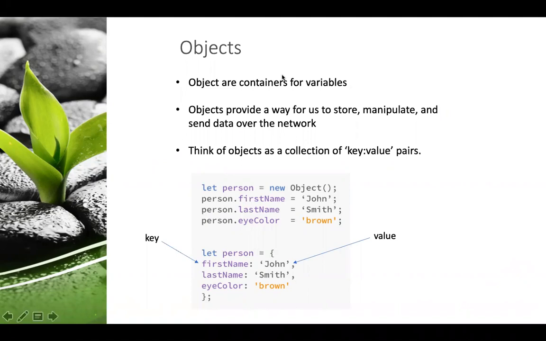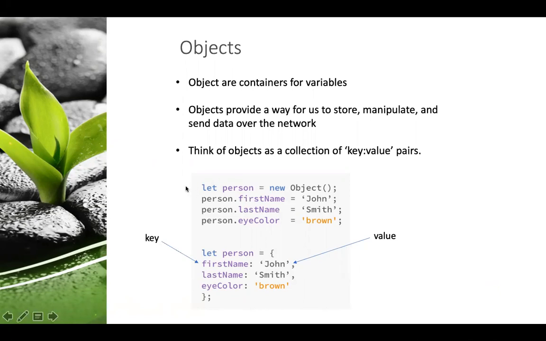Okay, objects are containers for variables. They're a way for us to store stuff, manipulate things, and send data over the network. So think of objects as a collection of key value pairs. In this, I have two examples down here. They're the same thing, but they're just defined differently. I call one the longhand way and the other one the shorthand way.